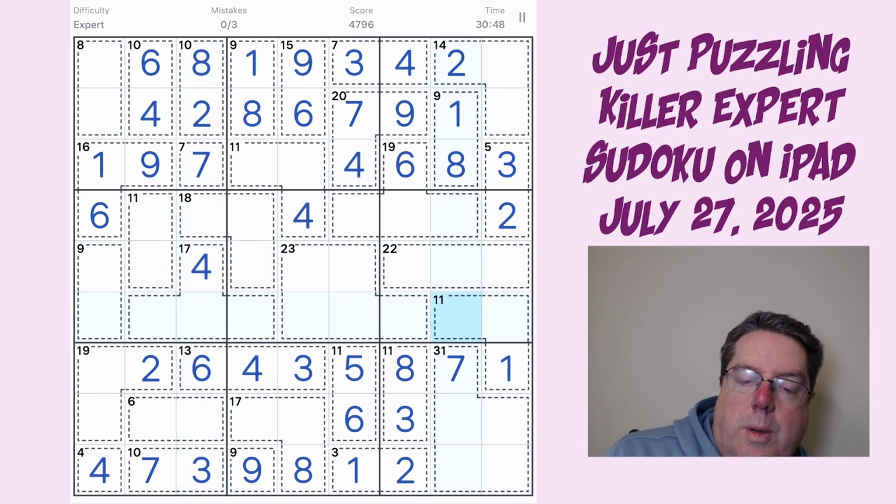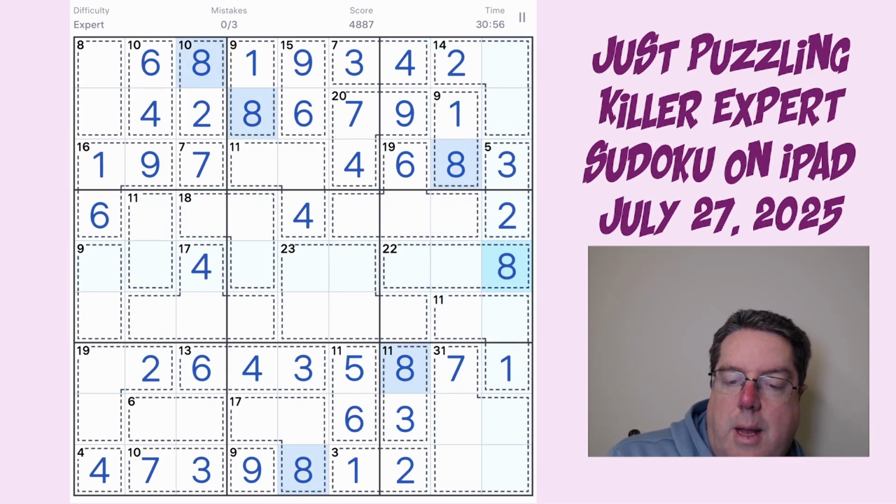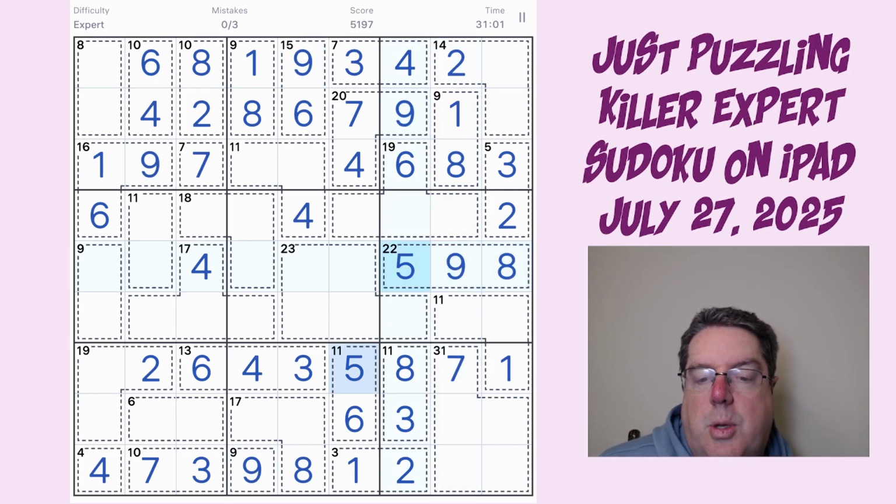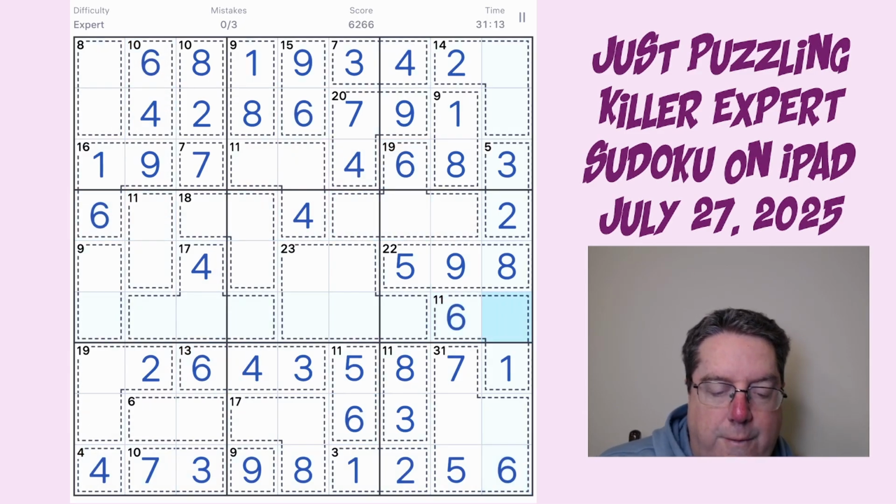So 4 and 6, 5, 8, 8 and 2. So I need an 8 here, an 8 here. So that's going to be an 8. That's going to be a 9. This will be a 5 because that adds up to 22. My goodness. Remember I needed a 5 here. So that's 5. This is 6. 6 can't be there. So this is going to be the 6 and this will be the 4.